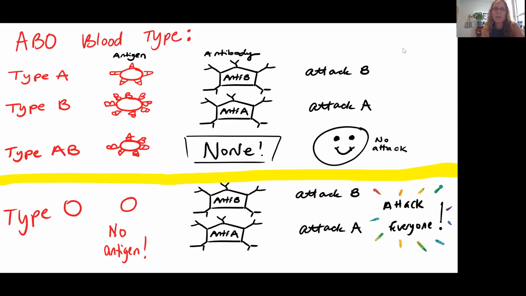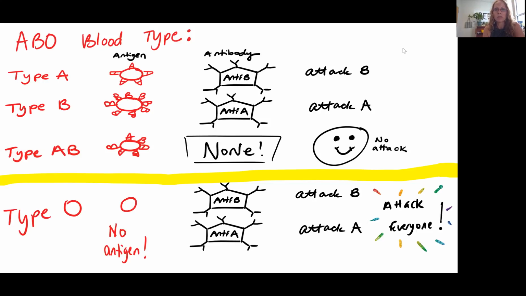If you're type AB, you have both of those antigens on your red blood cells, and so you're not making any of those antibodies. And if you're type O, it's the opposite of type AB. This cell has no antigens, so it doesn't have A or B antigens, but it does make both anti-A and anti-B antibodies.